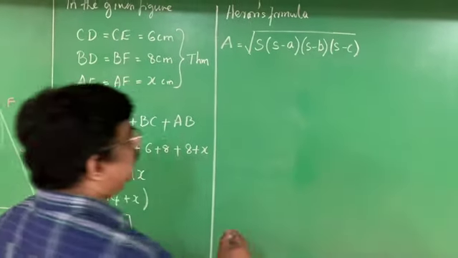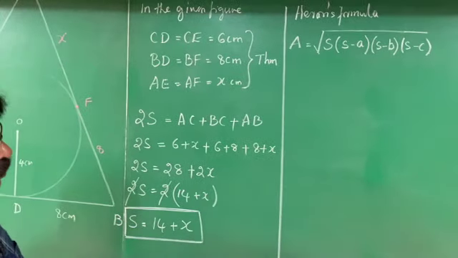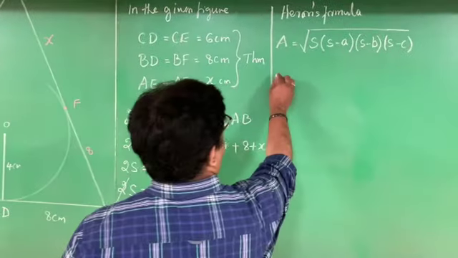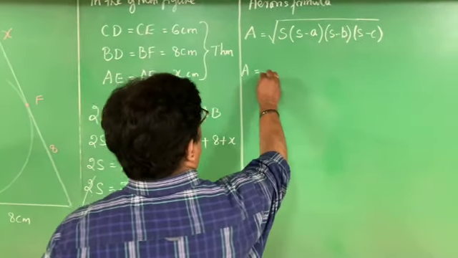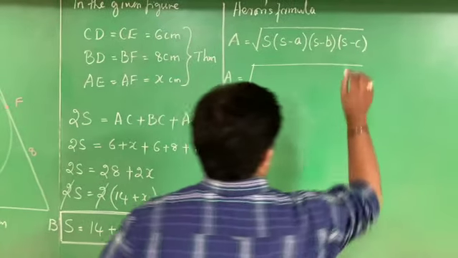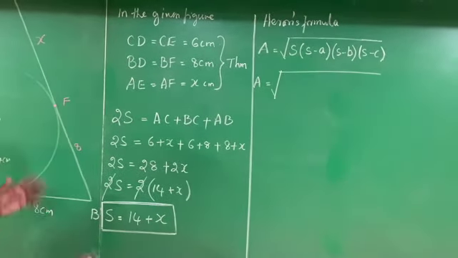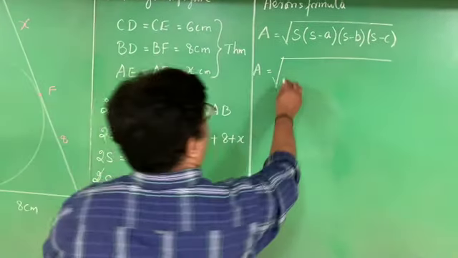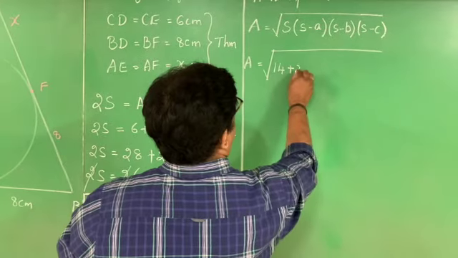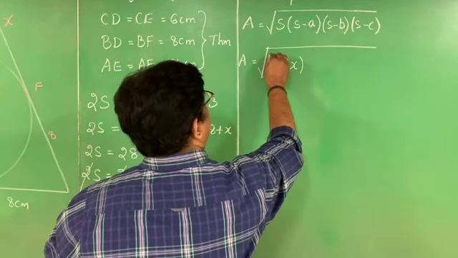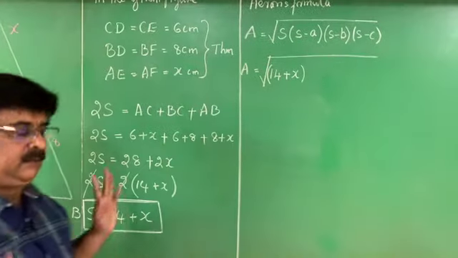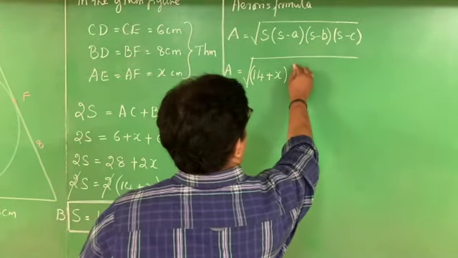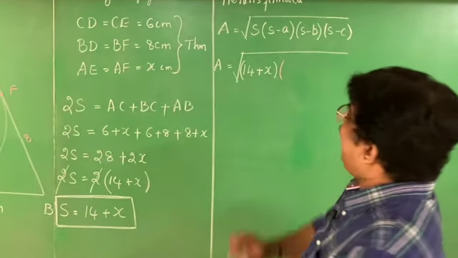I am taking little space because I require more space to solve this particular problem. This is one of the lengthiest problems in the textbook. A equals square root of, now we have to be very careful here, square root of S, which is 14 plus x. I write 14 plus x, and I put a bracket because wherever there is a binomial, it is better to put a bracket. Then I change to pink. Now I write S minus a.